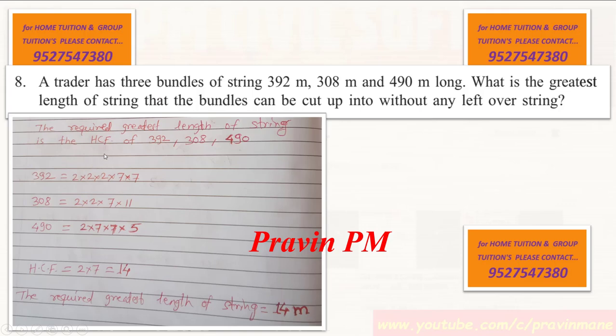Now how to find the HCF? First, find the factors of 392. That is 2 multiplied by 2 multiplied by 2 multiplied by 7 multiplied by 7. Factors of 308: 2 multiplied by 2 multiplied by 7 multiplied by 11. And factors of 490: 2 multiplied by 7 multiplied by 7 multiplied by 5. Now common is one time 2 and one time 7. So HCF is equal to 2 multiplied by 7, which is 14. So the required greatest length of string is 14 meter.